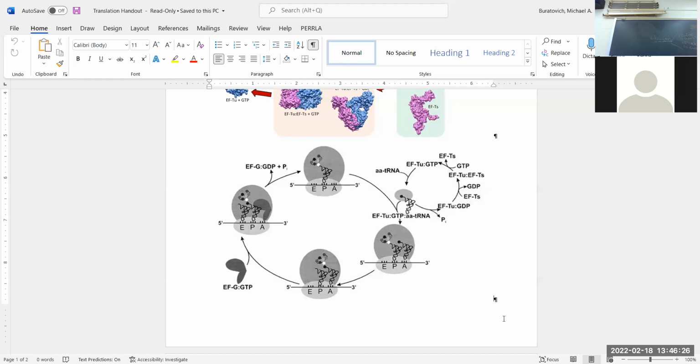You'll get two sites that are bound by charged tRNAs, and the peptidyl transferase activity will form a peptide bond between the nascent polypeptide that's on that one tRNA and transfer it to the other. And then the translocase will bind, and then it'll move to the next codon. And so on, and so on. That's elongation.